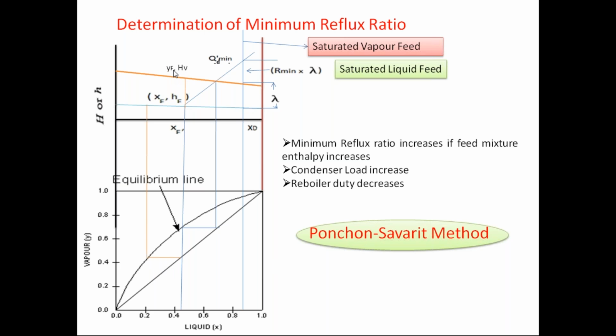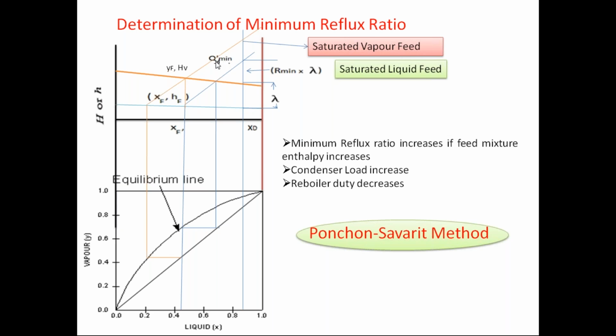If you think this is yF, then xF is found from the equilibrium data by drawing down and extrapolating onto the equilibrium line and sending back. Then again you can draw one line which goes through the yF, HV, and this is another pinch situation for a saturated vapor feed. This is the pinch condition for the saturated liquid, and this is the pinch condition for the saturated vapor feed.